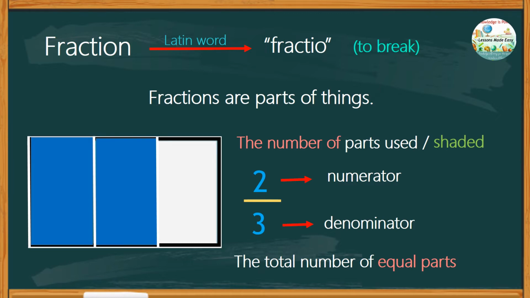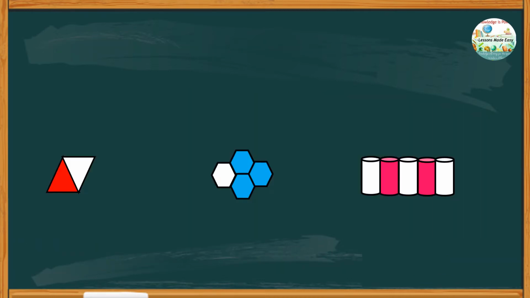A fraction is also a rational number. It can be expressed as the ratio of the total number of parts used to the number of equal parts, which is 2:3. Take a look at the given illustrations.